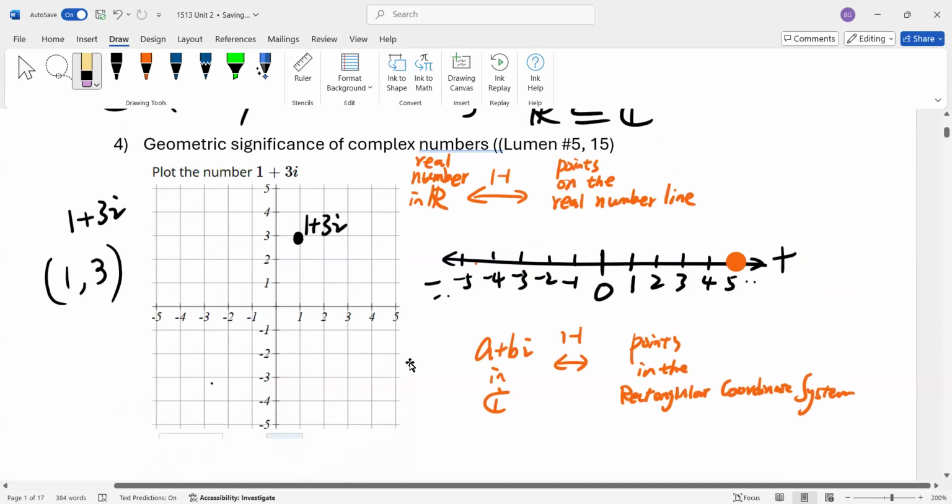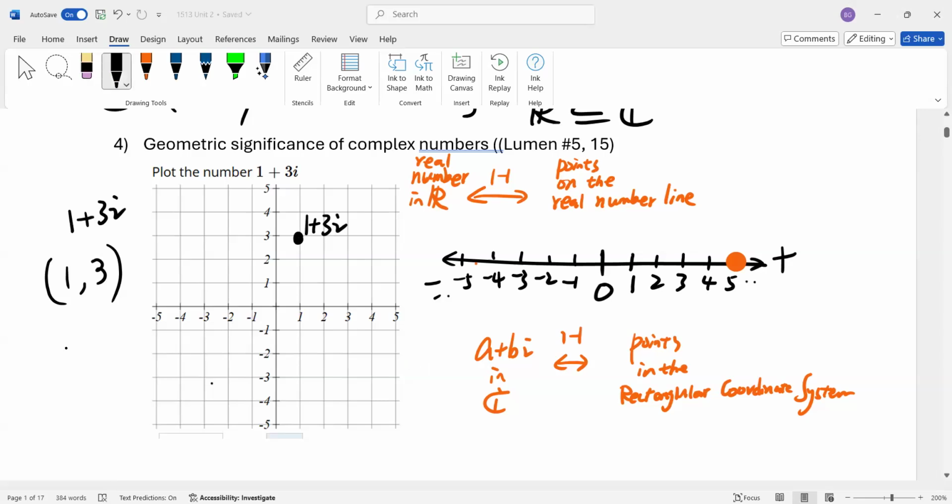Can I give you one more? Can you help me to find the negative 4i? Can you help me to plot negative 4i?